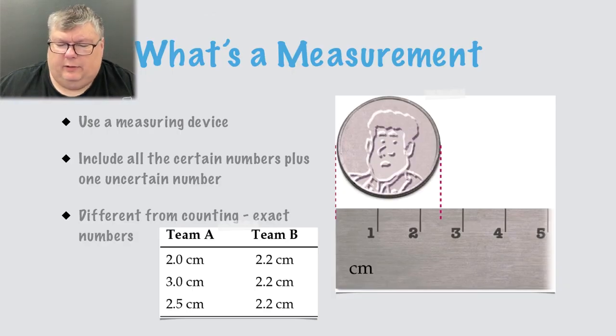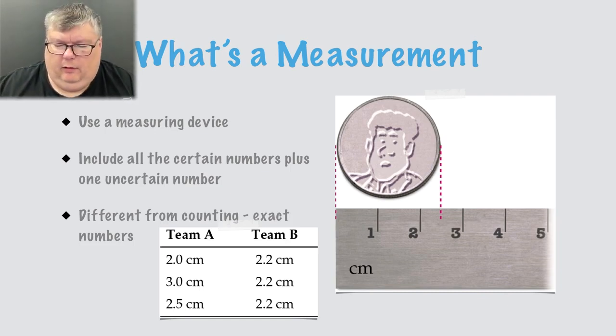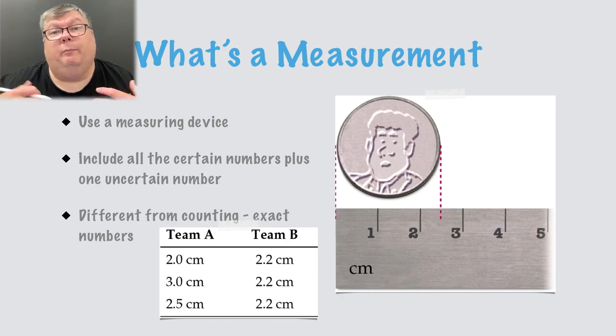So what is a measurement? You use a measuring device. Now, a measurement is going to include certain numbers, all the certain numbers plus one uncertain number. This is a number that comes from estimation, so this is different from counting. Counting gives exact numbers, whereas this is a measurement. Measurements always have a degree of uncertainty due to the measuring device and the operator's skill.